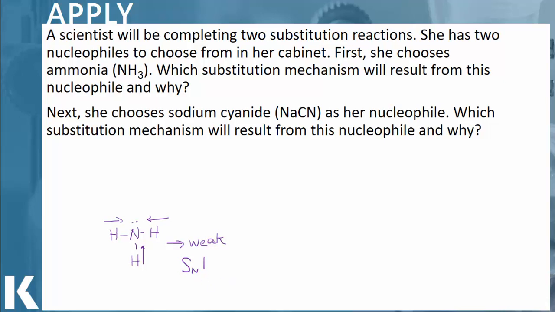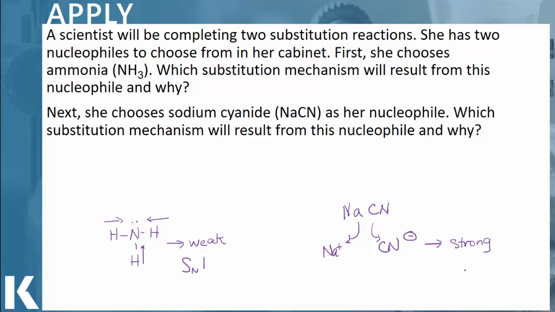Our next nucleophile is sodium cyanide. And sodium cyanide, like all group 1 salts, will dissociate in solution to form our sodium ion and our cyanide anion. And notice the formal negative charge on our cyanide anion. This means this is a strong nucleophile.